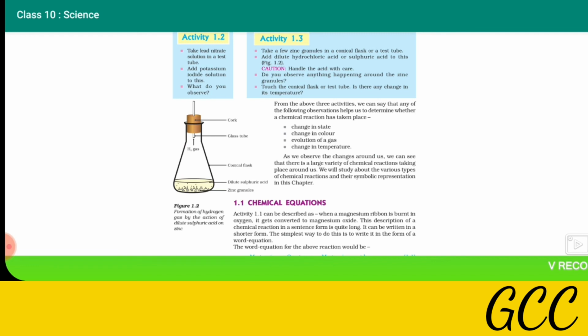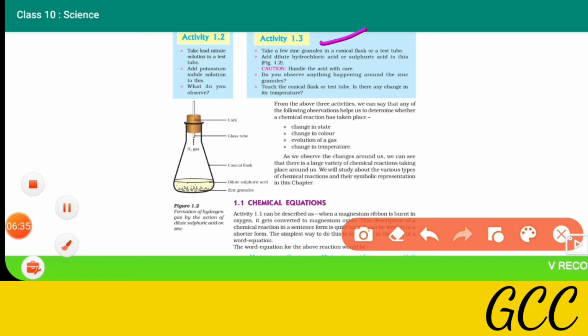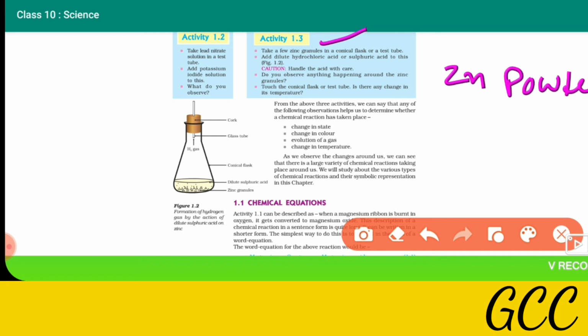Okay students, then after that we are having activity 1.3. Whenever we are talking about activity 1.3, what is happening there, they are saying take a few zinc granules. Zinc granule means it can be a zinc powder or it can be small pieces of zinc in a conical flask, or a test tube. Then add dilute hydrochloric acid. Its formula is HCl, or sulfuric acid. Sulfuric acid formula is H2SO4.